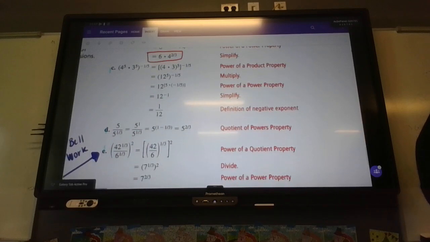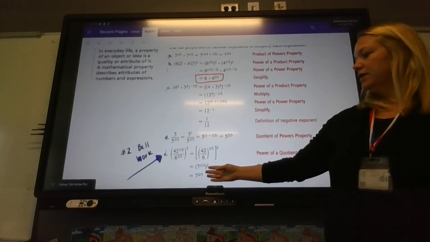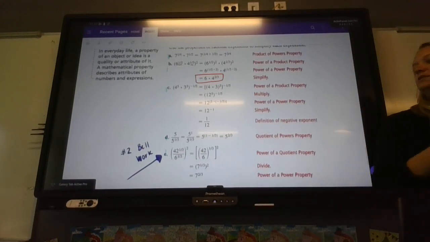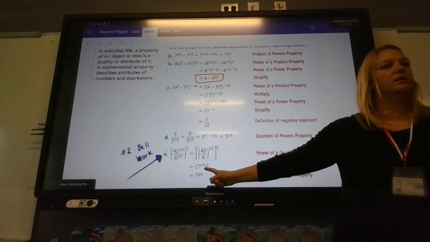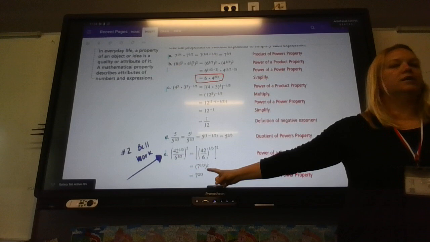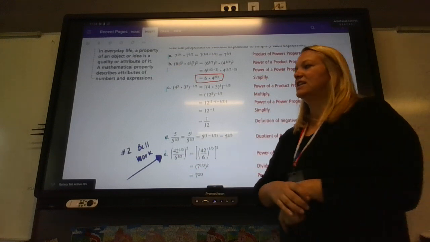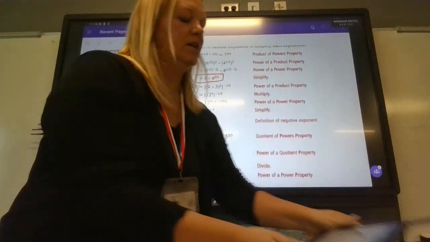And then here's even more great examples. This is the one I want you to copy for bell work. Letter E. Can anyone explain where the 7 comes from in letter E? Shane? 42 over 6. How did they get there, though, with this weird 1/3? I'm going to zoom in on it.